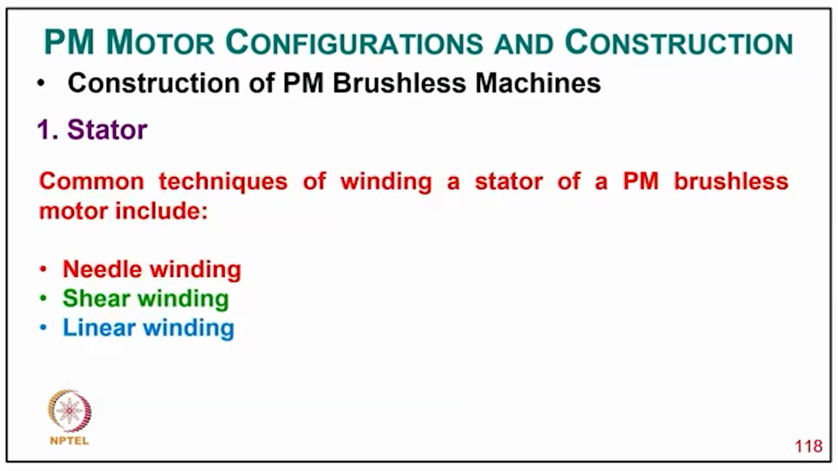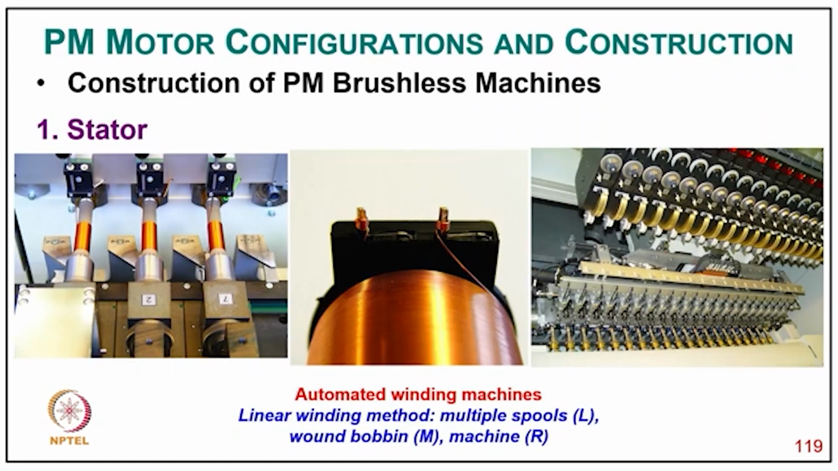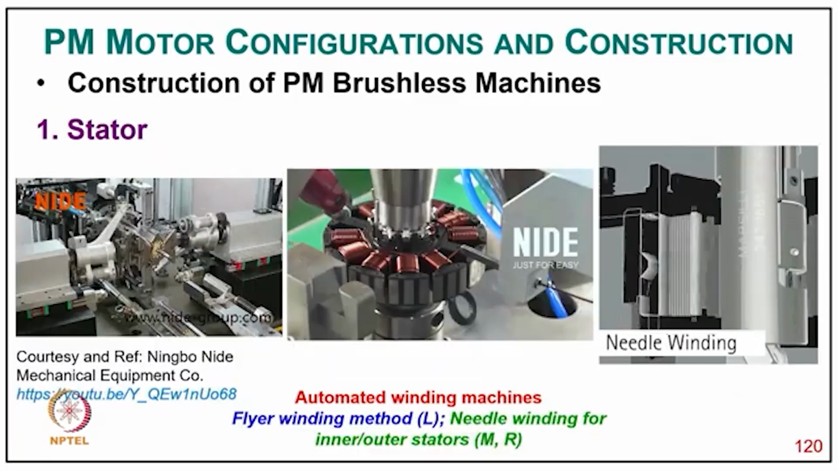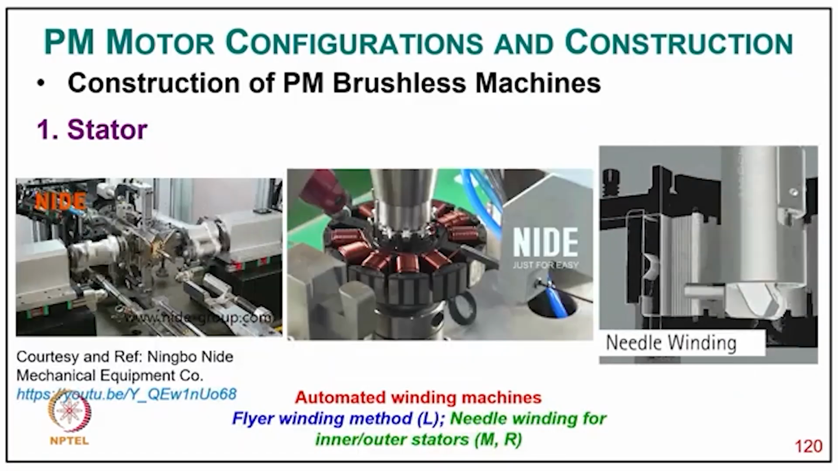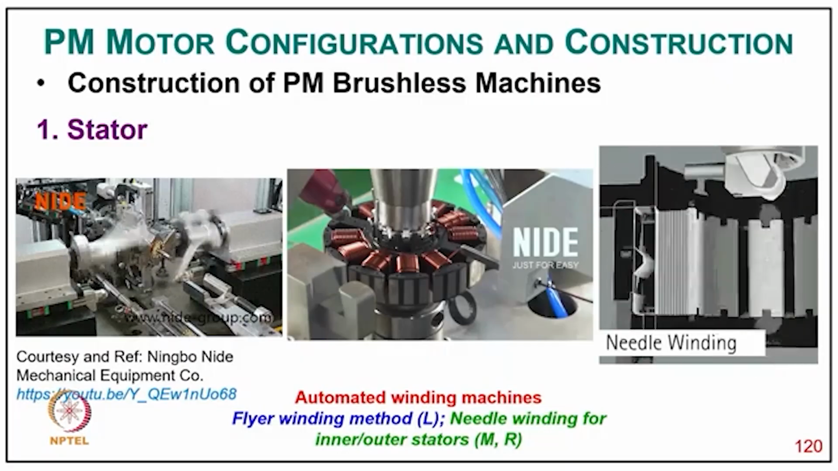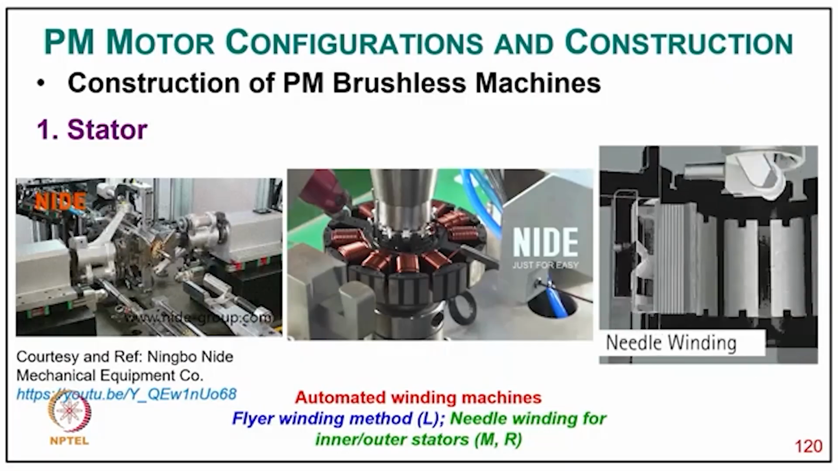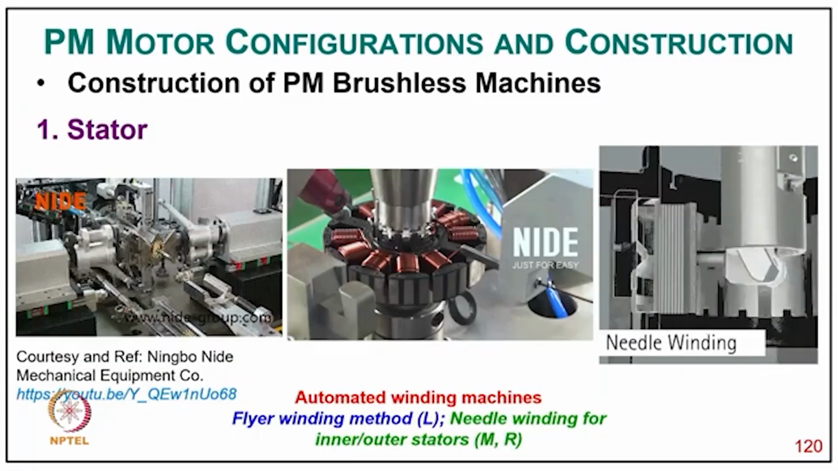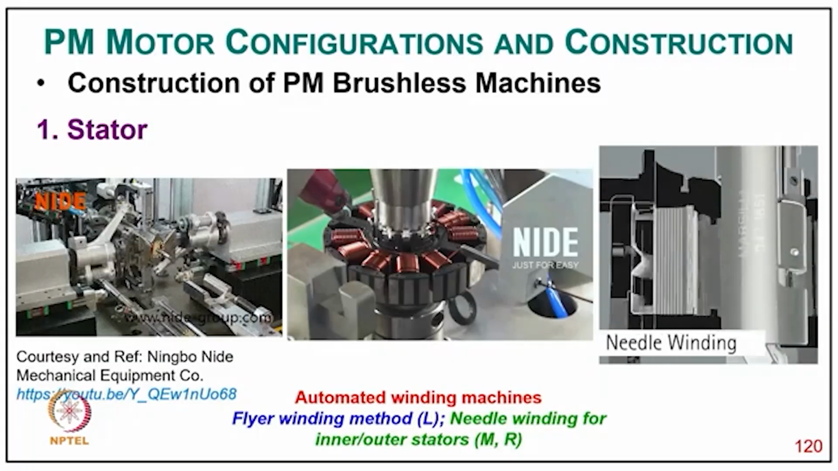The common techniques of winding a motor stator include needle winding, flyer winding, and linear winding. You can see automated winding machines, the linear winding method, multiple spools, the bobbin, and finally the machine. And this is typically the process of how the winding is put in mechanical equipment: automated winding machine, flying winding method, and needle winding for inner and outer stators.